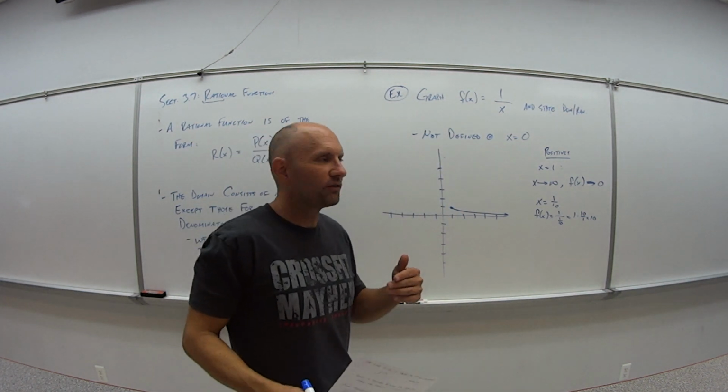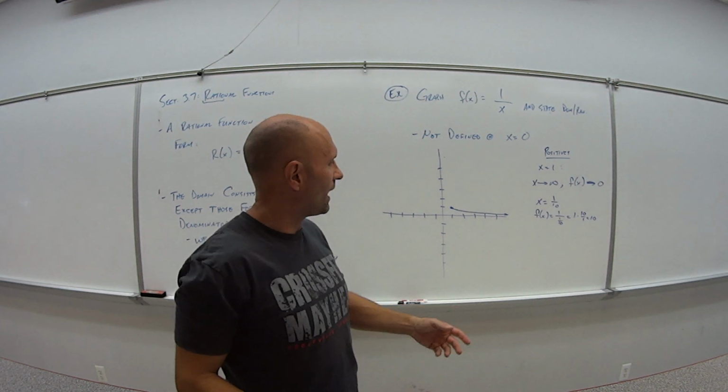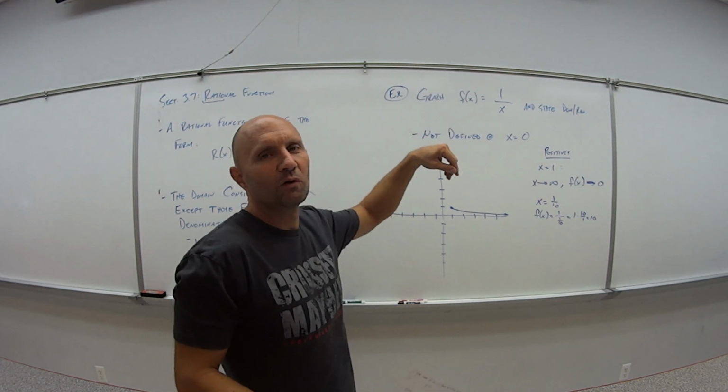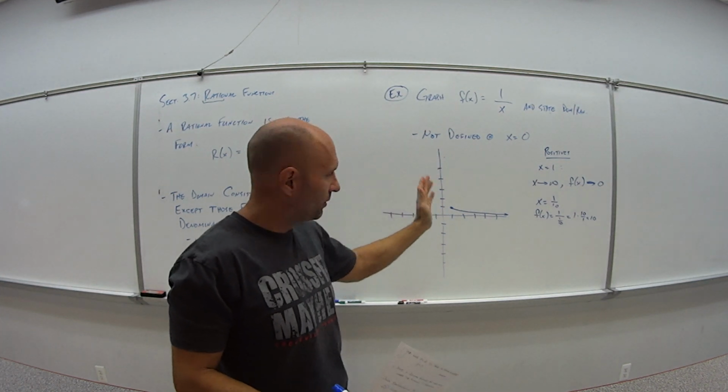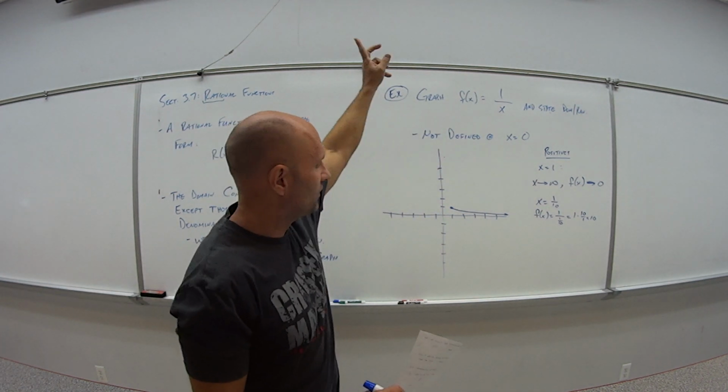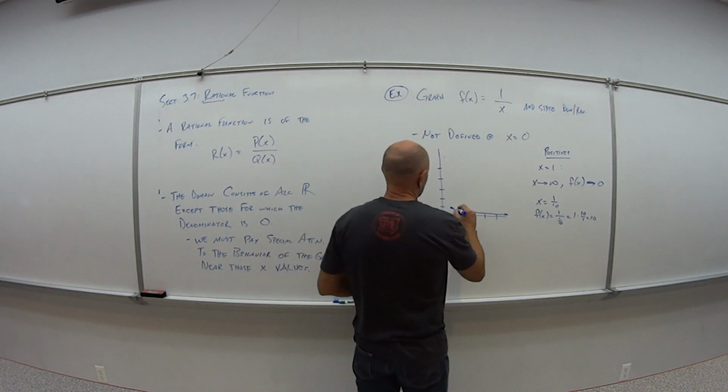Well, what happens when it's 1/100th? Well, now that value is 100. What about when it's 1 over 1,000,000th? It's still greater than 0, but it's almost at 0. That thing's going all the way up to positive infinity.